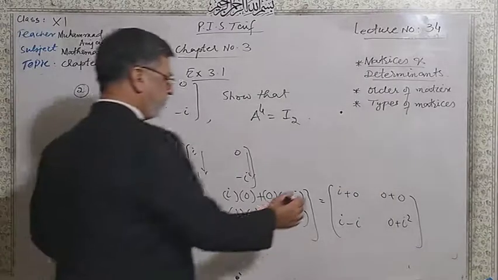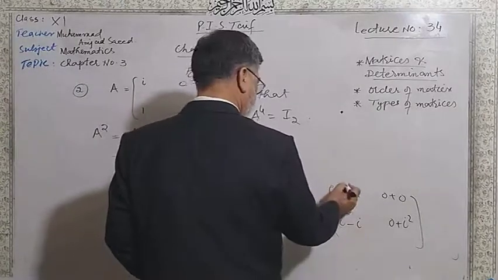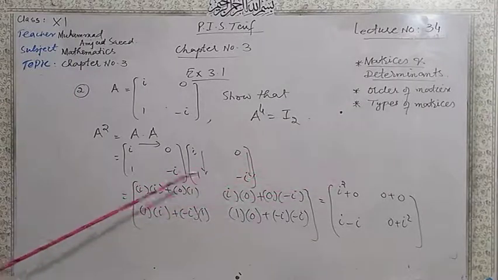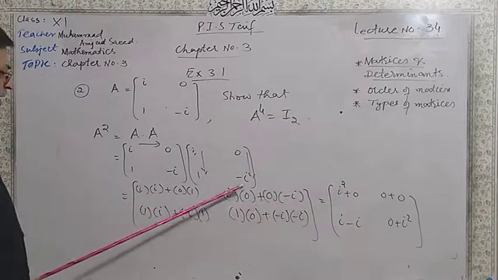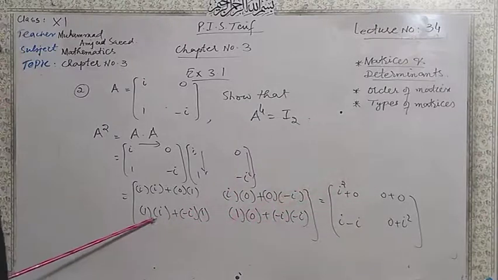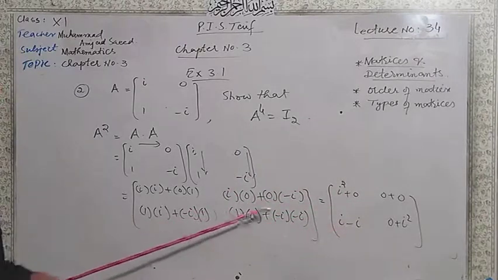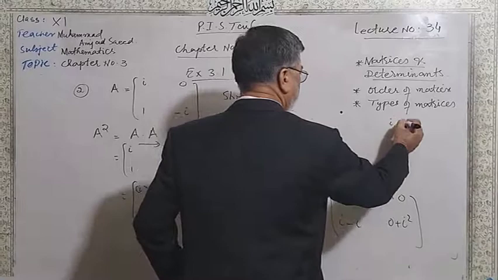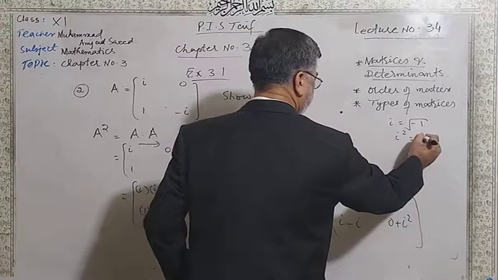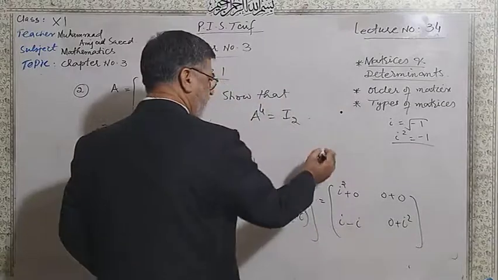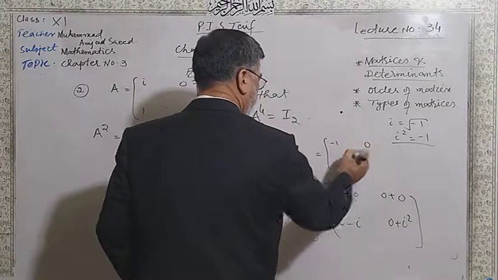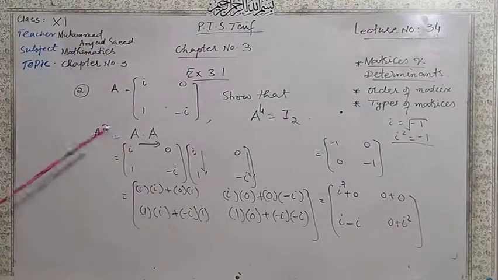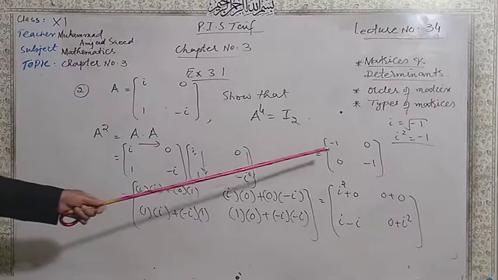So we have this is iota square. First is iota square. Iota into iota is iota square. 0 into 1 is plus 0. Similarly, 0 plus 0. Then iota minus iota and 0 minus minus plus iota square. You know that iota is equal to minus 1 under root and iota square is minus 1. You have seen this. So minus 1, 0 and 0 minus 1. Remember that this is a square.